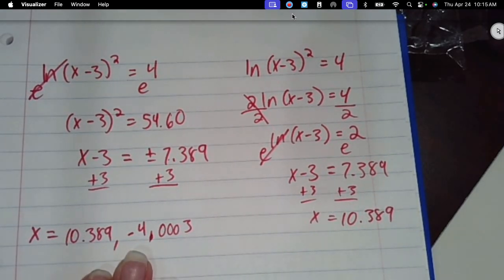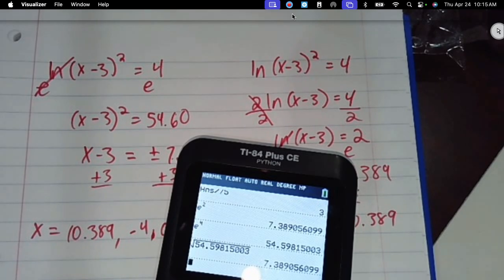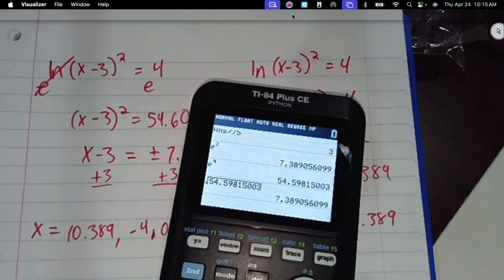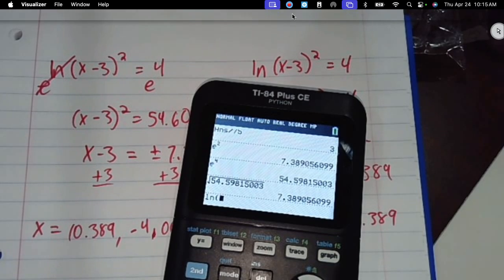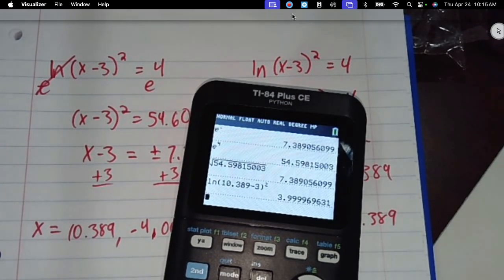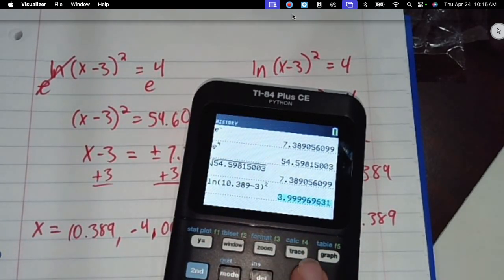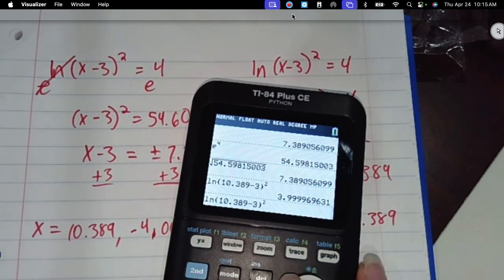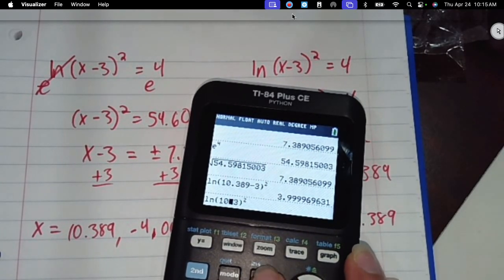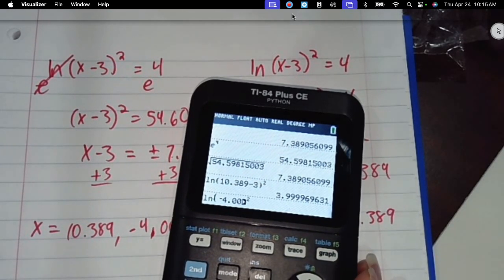Okay, so you type in natural log, and let's try the 10.389 minus 3 squared. And do I get 4? Yes, I do. Okay, then if I go up here again and type this in, I shouldn't have done that. I don't know why I did so much extra. Negative 4.00 minus 3 squared.